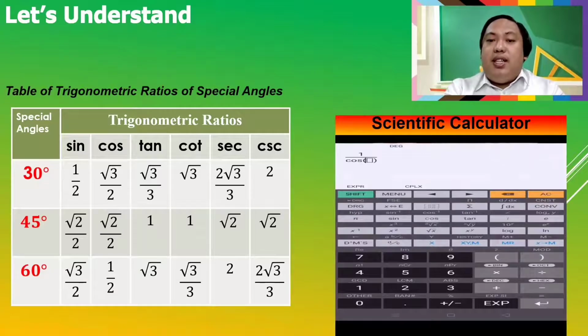Secant 45 degrees is square root of 2. And also for cosecant 45 degrees, which is square root of 2.